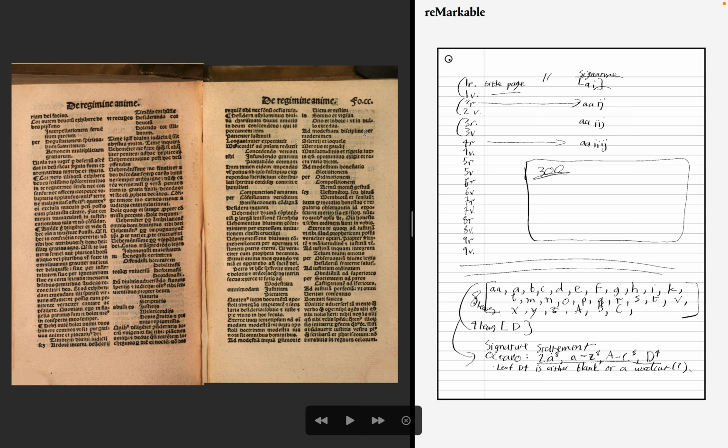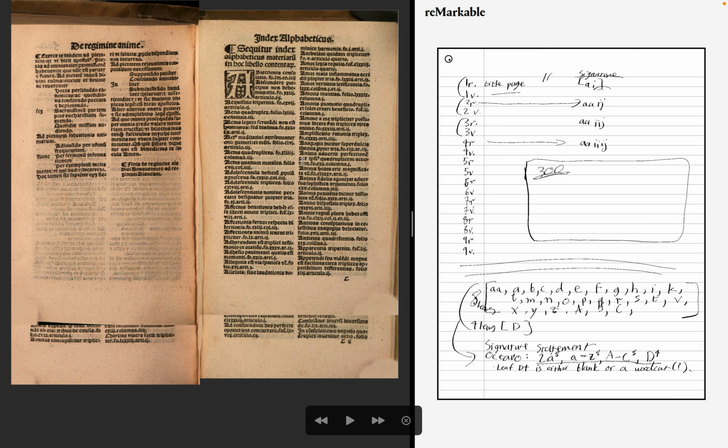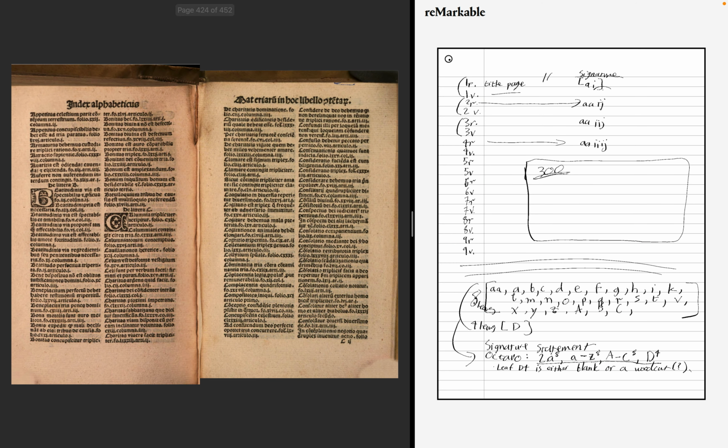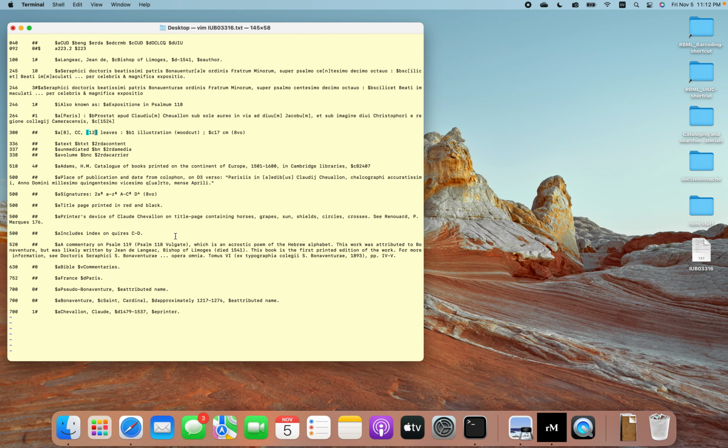numbered 200, that CC that we get, and then we get our index alphabeticus, alphabetical index. That actually becomes important. And luckily, to make it easy, it starts at signature C. So we actually can make our note here: includes index on quires C through D.